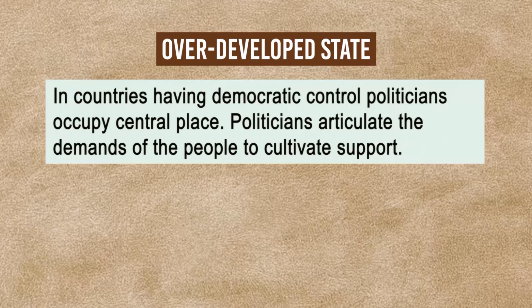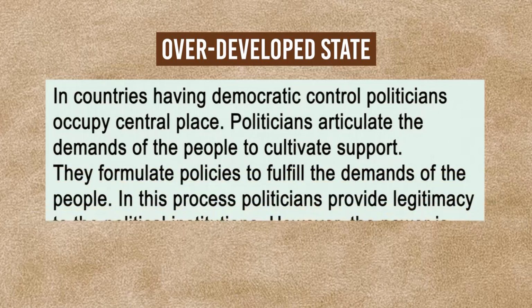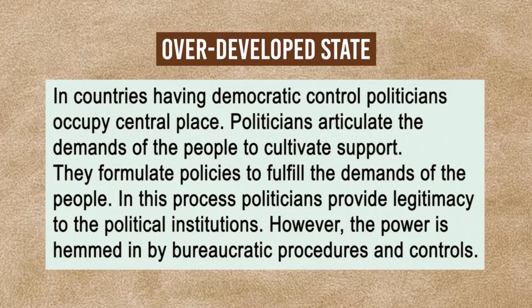In countries having democratic control, politicians occupy a central place. The politicians articulate the demands of the people to cultivate their support. They formulate policies to fulfill the demands of the people, and in this process, the politicians provide legitimacy to the political institutions. However, the power is hemmed in by the bureaucratic procedures and controls. So politicians basically are converted into brokers between the state and the people.